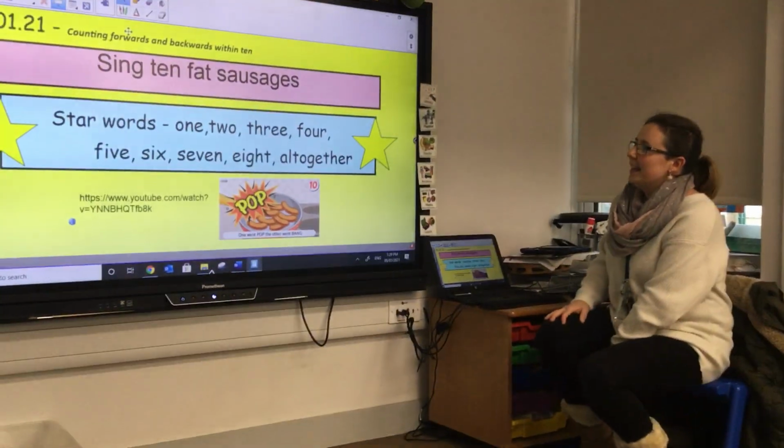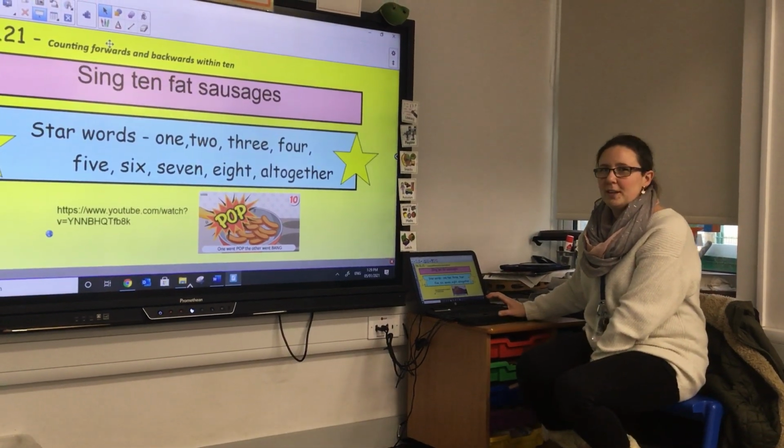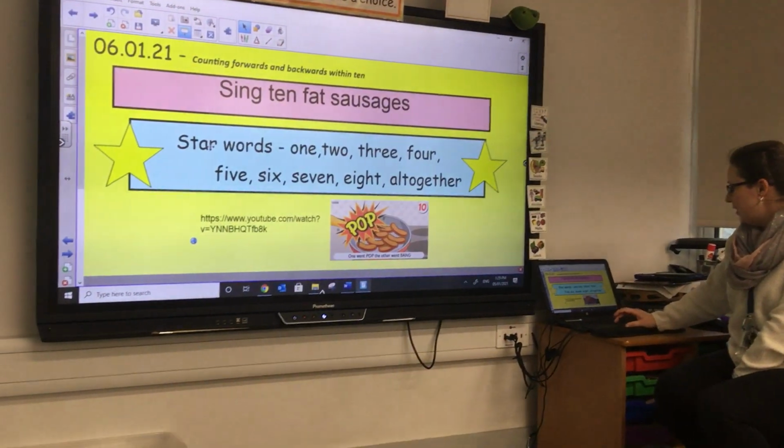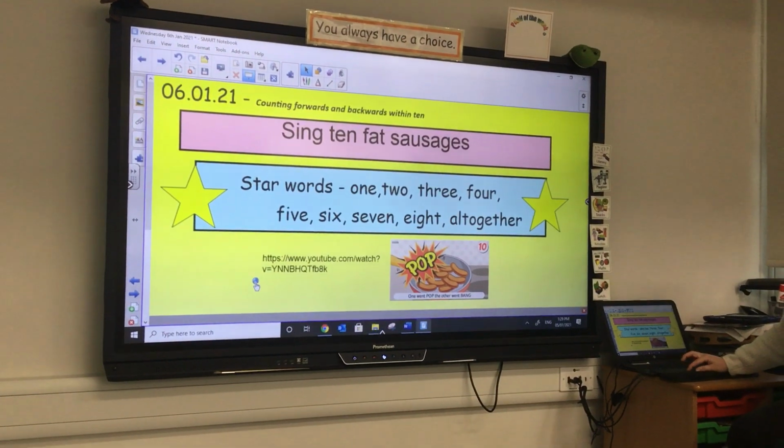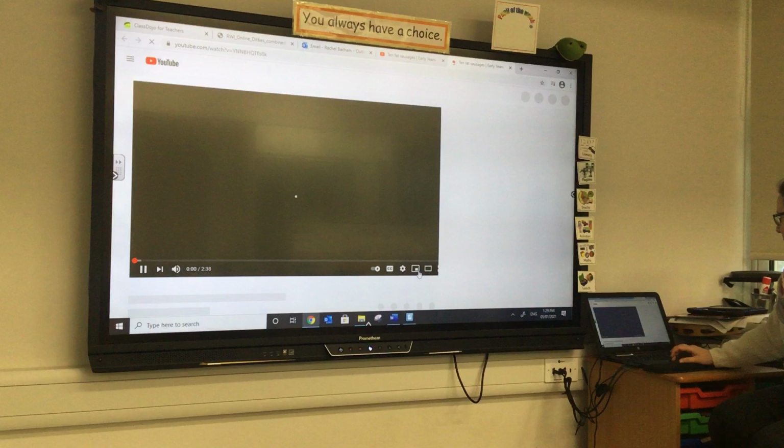Right, here is our maths for today. It's very similar to yesterday's, but we've got a song to start with, and then we'll find out what number we're looking at today. So today we're going to start by singing 10 fat sausages. So you sing along. Here we go.